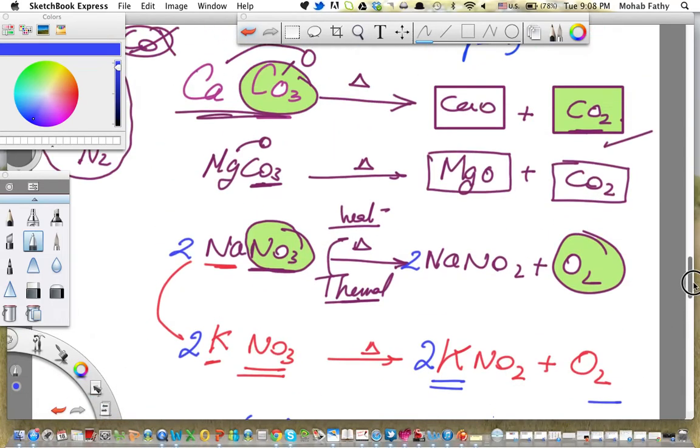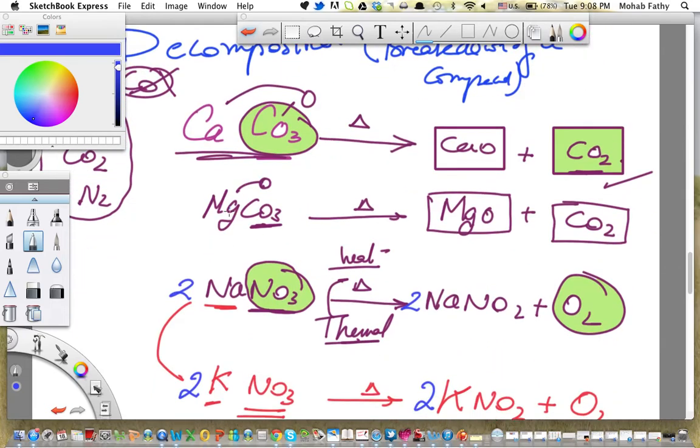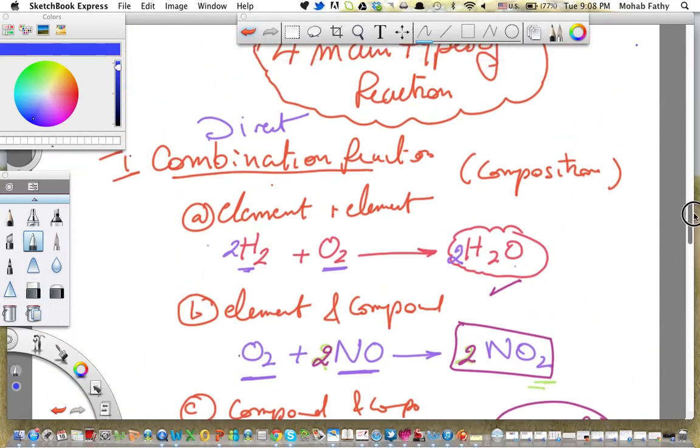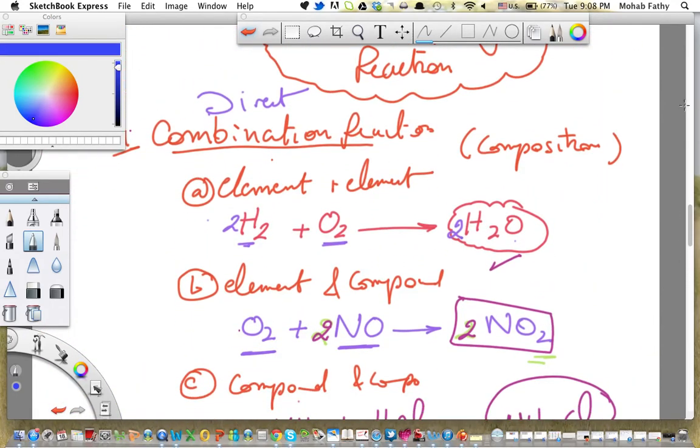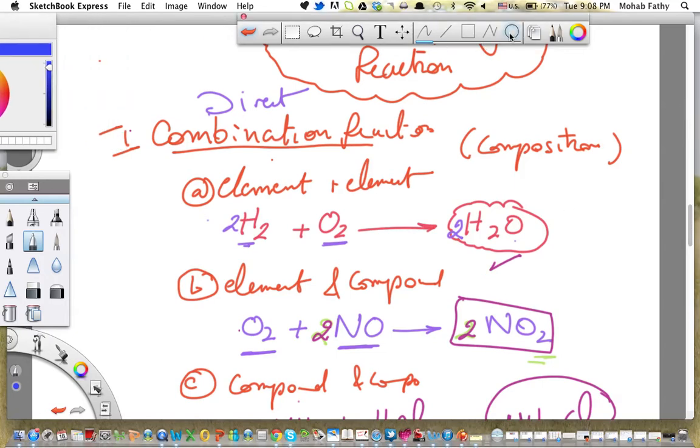So you already took 4 examples for decomposition: calcium carbonate and magnesium carbonate, both with exactly the same results. And what about nitrate? It provides oxygen and nitrite. So we took two kinds of chemical reaction. What are the names of these 2 kinds? Composition and decomposition. Composition means whenever you bring one element plus one element, you get what's called a compound.